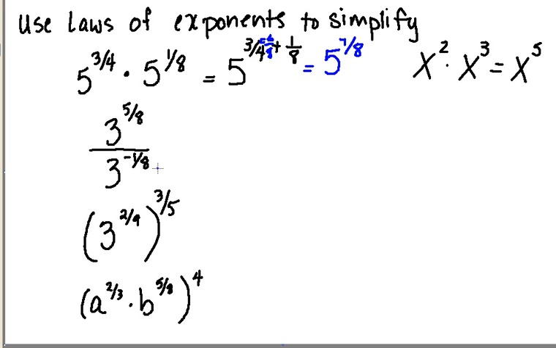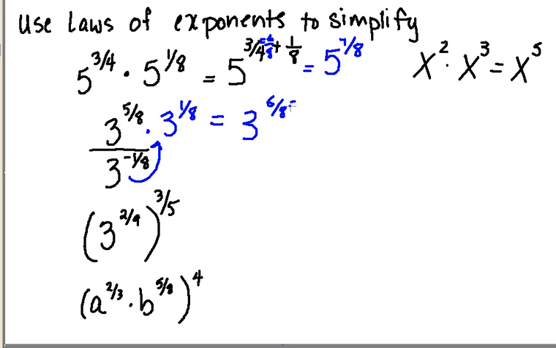Similarly, I can divide like bases the same way. Recall that I can always move something from the denominator to the numerator by changing the sign on the exponent. So now I'm going to multiply by 3 to the positive 1/8. Again, just like before, when I multiply things with like bases, I end up with the base and I add the two exponents. 5/8 plus 1/8 is going to give me 6/8.